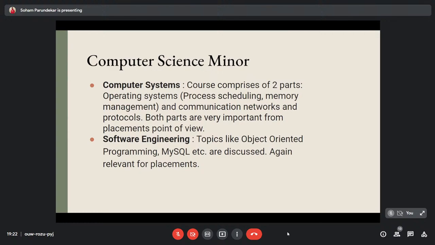And the last course is the CS minor, which is in the 7th sem, software engineering. Topics like object-oriented programming and MySQL, etc. are discussed. These also are relevant for placements, so yeah, it's kind of helpful. Overall, this CS minor is very helpful from the software placement point of view, and the grading isn't very great. There are other minors where people normally get 9s and 10s, but that's not the case in this minor. But yeah, it adds a point in your resume, and also if you study in the minor, it adds a lot of knowledge value as well.